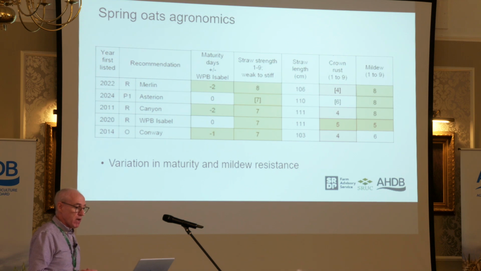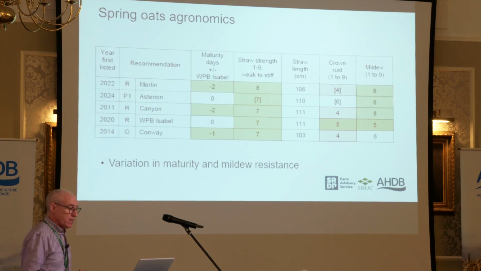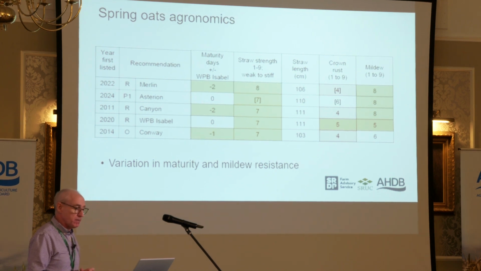Just a little bit more on agronomics, some variation in maturity there, generally relatively good in straw strength. Okay, crown rust, we know that that's a weakness in this particular crop, so they're all kind of tending to be poor or towards poor.